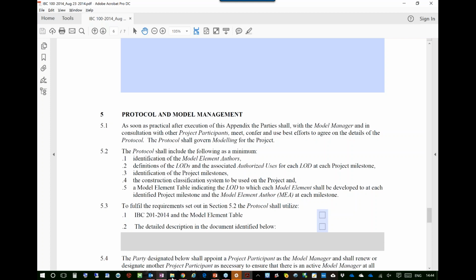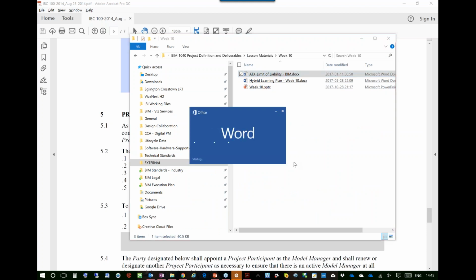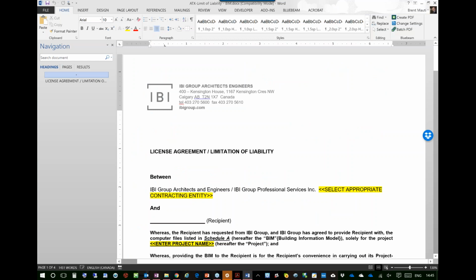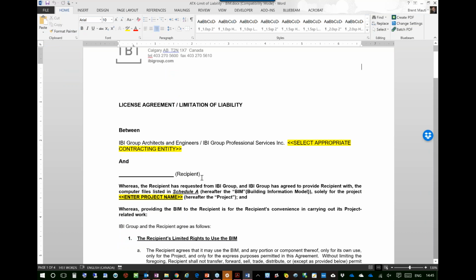So with that, we looked at a limit of liability, which is this document here. Now, there could be various examples of this. This is by no means the only possible version of it. But the limit of liability agreement is something that IBI has said, all right, we're going to do this every single time we hand out something digital. And I alluded to this last week.